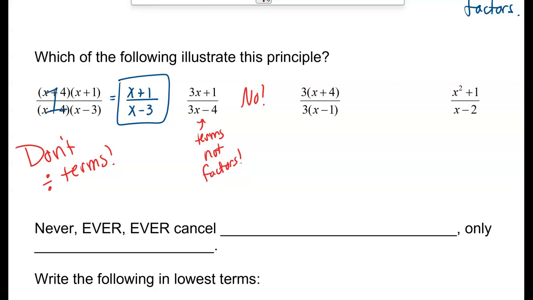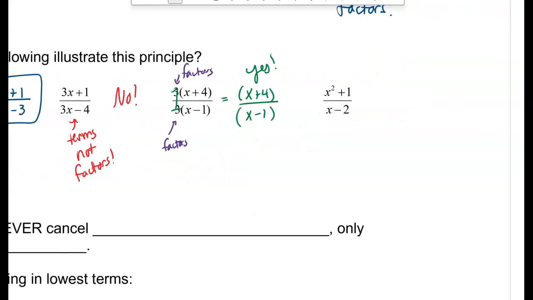How about the next one? 3 times the quantity x plus 4 over 3 times the quantity x minus 1. The 3's, because all of a sudden, these are what? They're factors. Because we're multiplying, correct? So those will simplify out to be what? Lovely number 1. So what do we get left? You already see, well, you don't have that parentheses there, but are we good? So this one's one of those, yes. Okay, how about the next one?